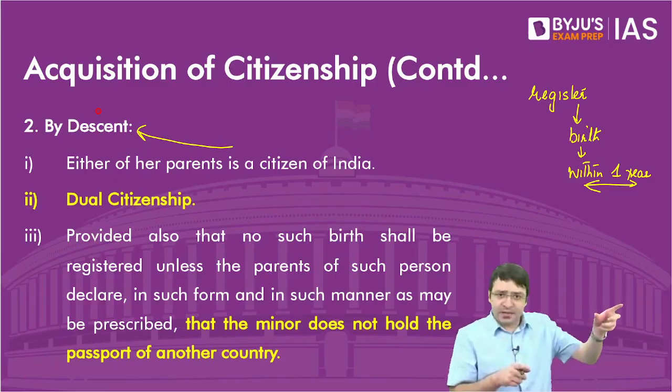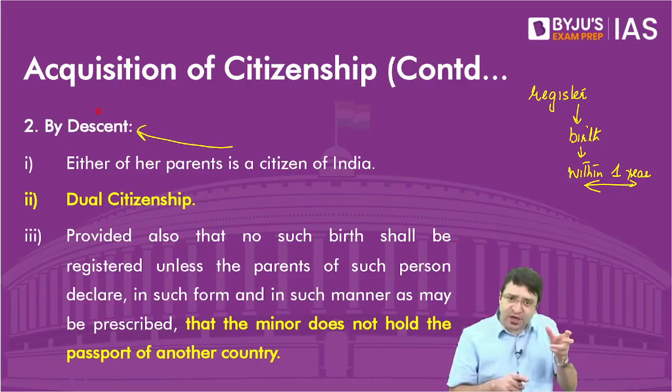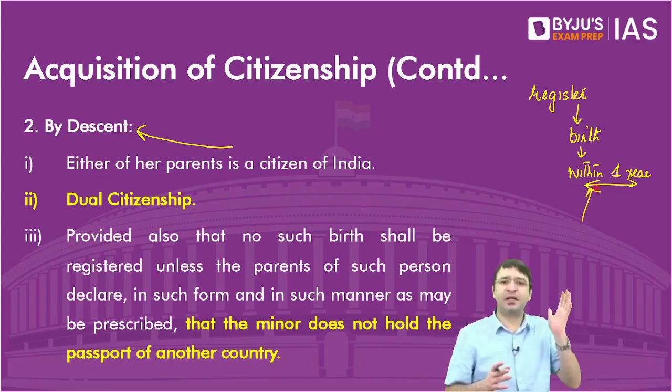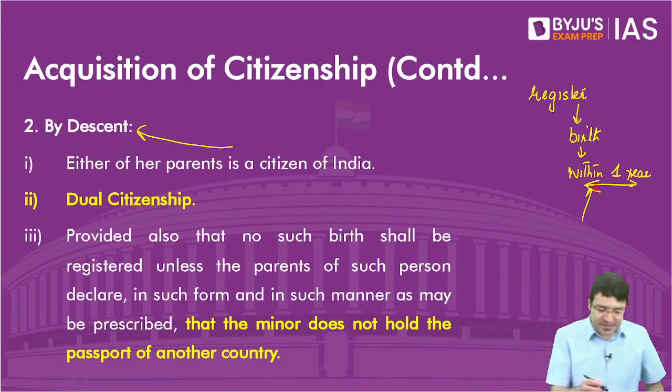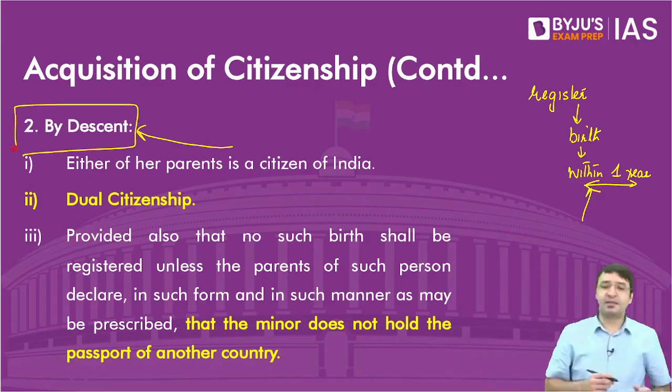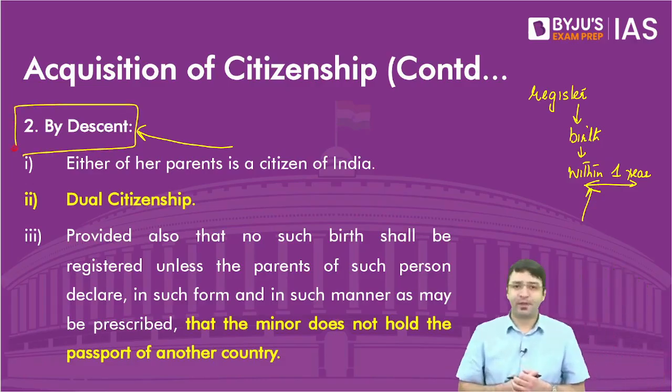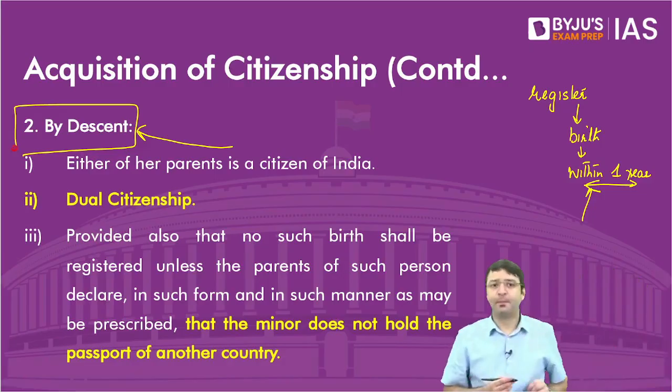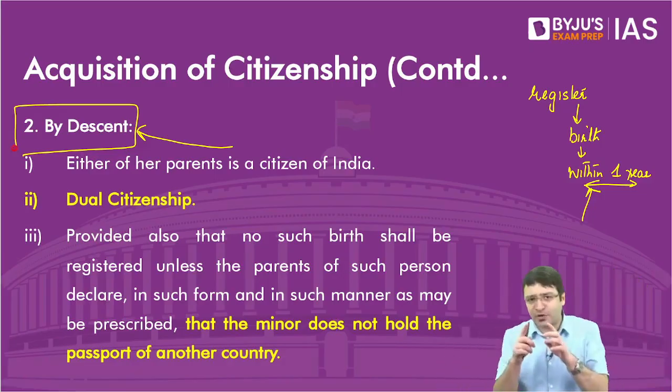the parent registers the birth of this child within 1 year of his birth at an Indian embassy in United States. So by descent, you can become the citizen of India. But listen to me carefully. What did I tell you about United States? That they follow dual citizenship. What is that dual citizenship?